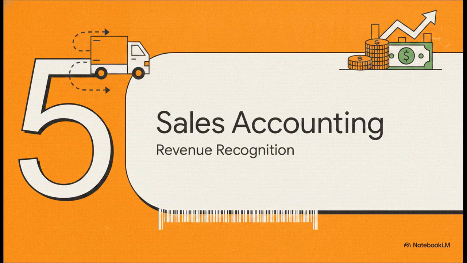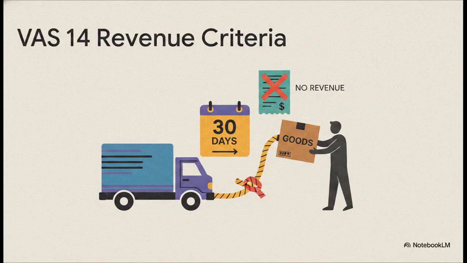Finally, Section 5, sales accounting. We've built the product, it's sitting in finished goods, and now we reach the best part, delivering the goods and actually recognizing our revenue. Now, you cannot just book revenue the second cash changes hands. I know we all want to, but under Vietnamese Accounting Standard 14, or VAS 14, revenue is recognized only when all 5 strict conditions are met simultaneously.